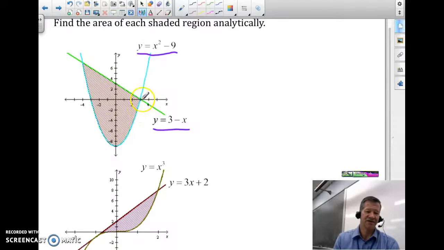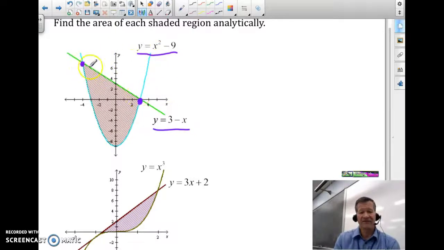on this entire interval. Now, where does this interval go from? Well, it goes as far left as this point to as far right as that point. Now, this appears to be negative 4. We can check to make sure by plugging negative 4 in. If I plug negative 4 in here, I get 7. If I plug negative 4 in here, I also get 7. We can tell that is definitely the point of intersection.